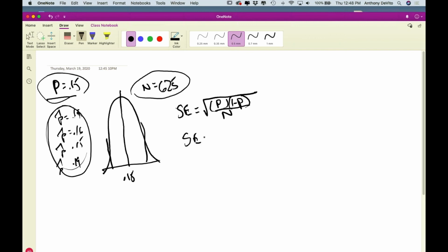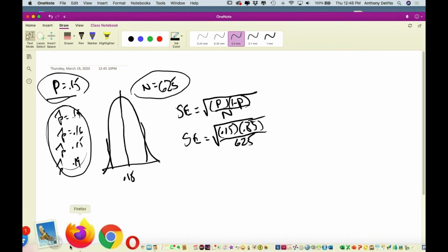Okay, so what is the standard error in this case? Well, the standard error is going to be equal to the square root of 0.15 times 0.85 over 625. Okay, so I'm going to give that a whirl here.